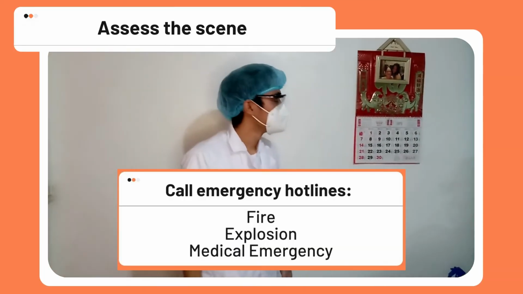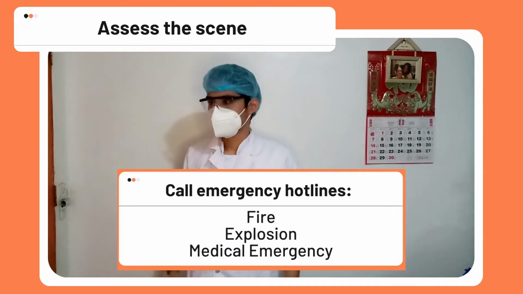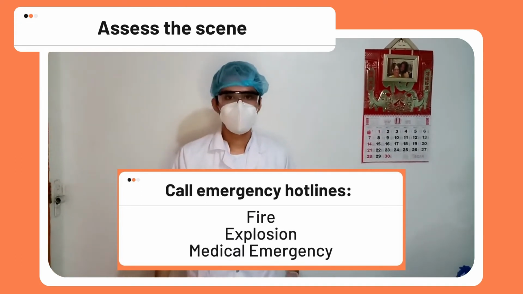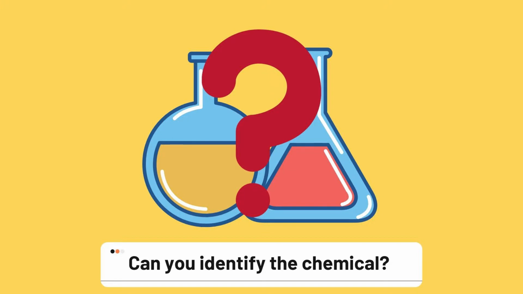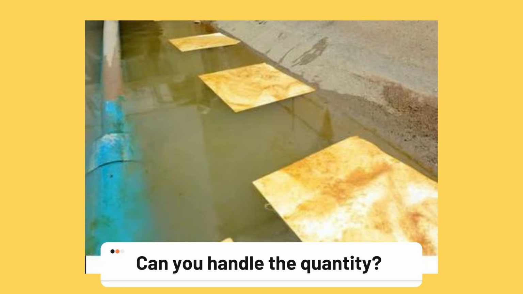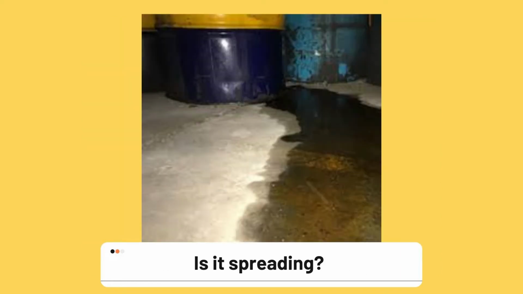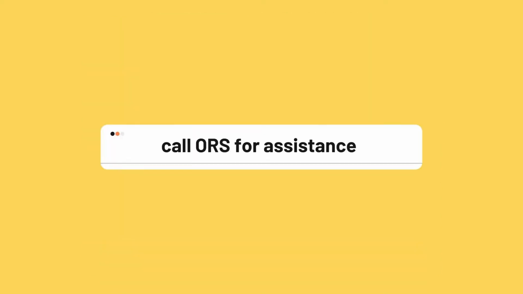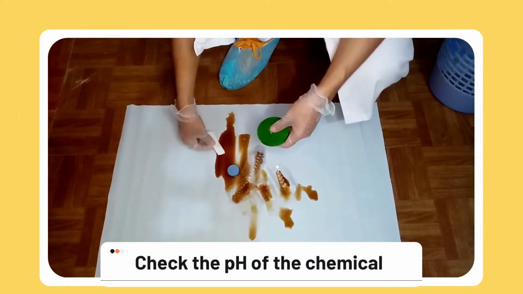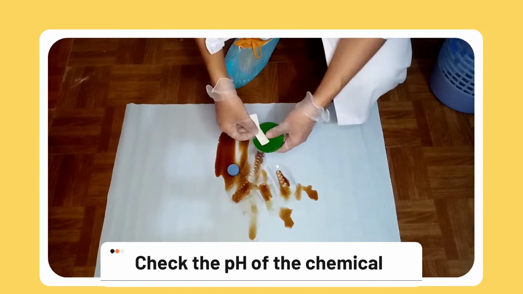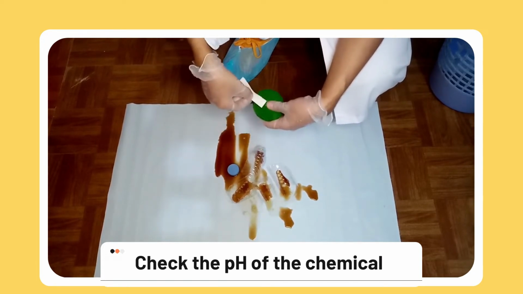If there are injuries or you see any potential for the spill to escalate, call emergency hotlines. Also ask, can you identify the spilled material? Is it a quantity you can handle? Is it spreading? If you are having trouble with the spill, call ORS for assistance. Identify the spilled material and also check the pH if any of the spill looks like water.